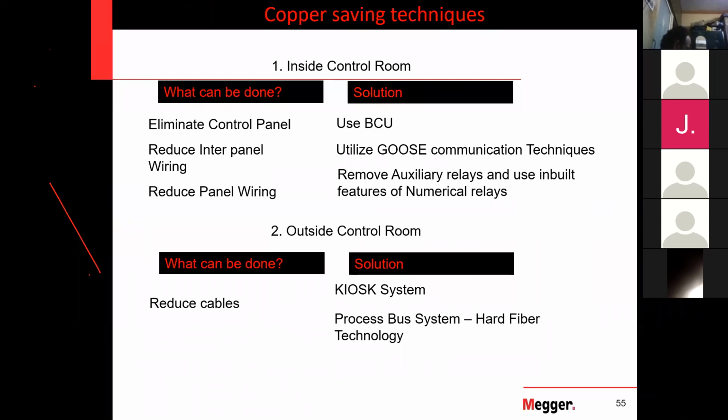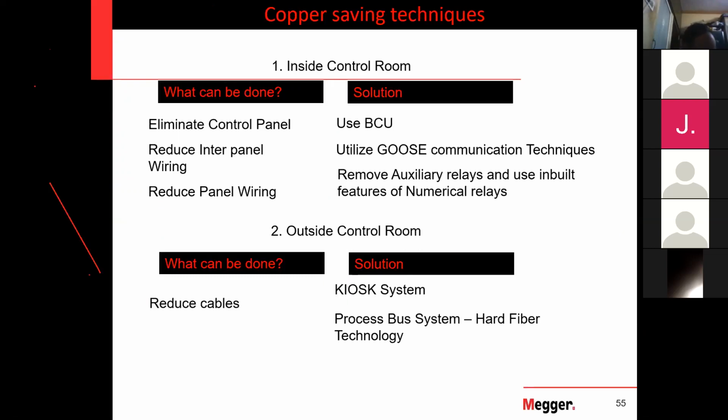When you have so much communication between the panels, when the isolator is operating, the breaker should be in open condition. When the breaker is closed, the isolator should not open. This communication happens from one control panel to another control panel. But now we have eliminated the control panel.